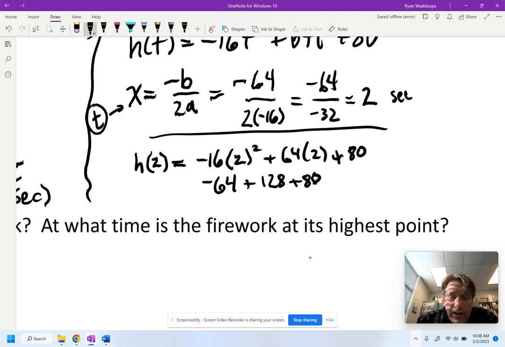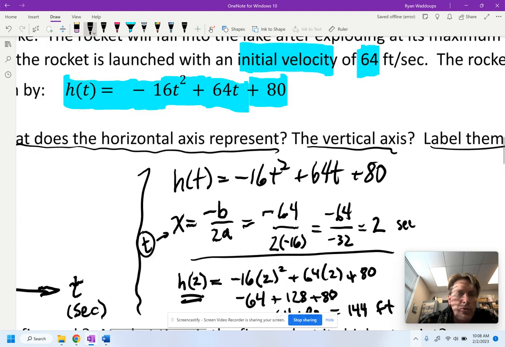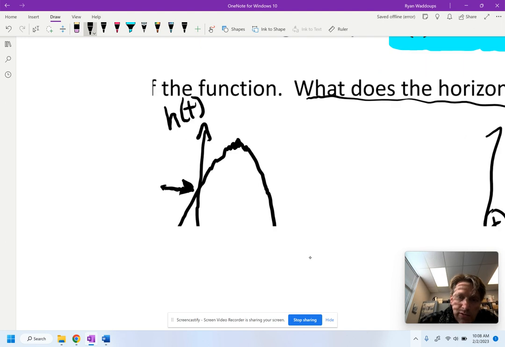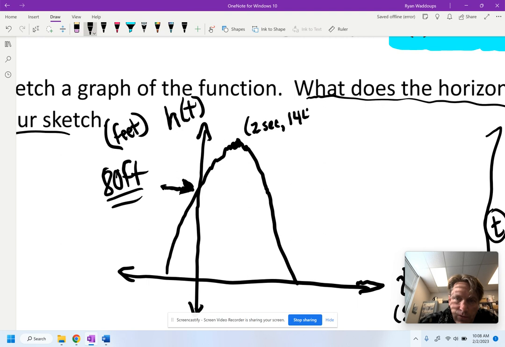Negative 64 plus 128 would be a positive 64 plus 80. And 64 plus 80 would be 144. And once again, this is a height, and so this is 144 feet. So then we can go up here and we can label this, that point happens at 2 seconds, and it goes up to a height of 144 feet.